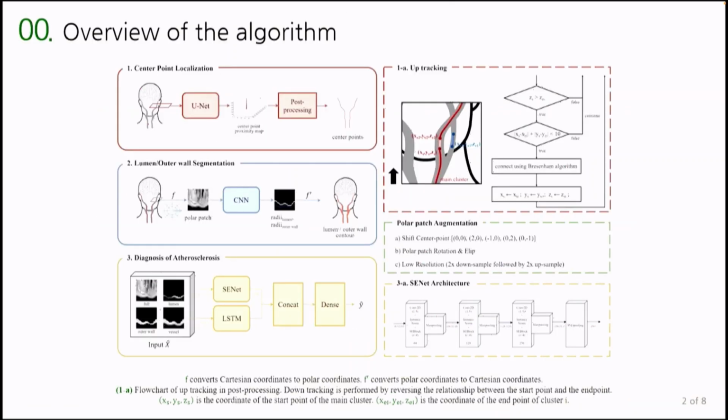To perform vessel wall segmentation and atherosclerosis diagnosis, we construct a three-step pipeline. First, we localize the center point. Second, we segment the lumen and outer wall using the extracted polar patch. And finally, atherosclerosis is diagnosed based on the polar patch masked by the segmentation result.